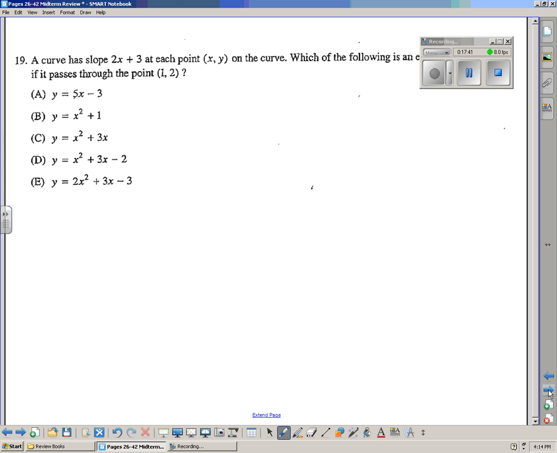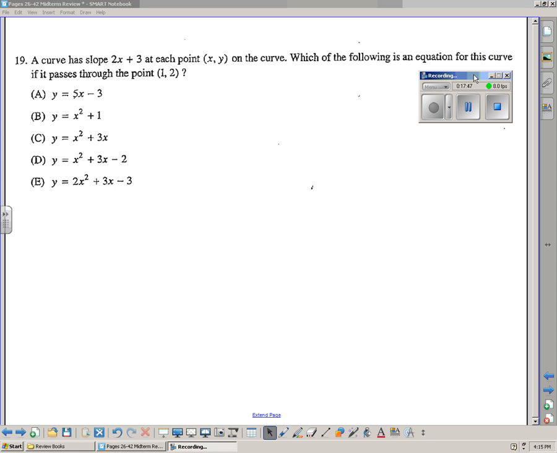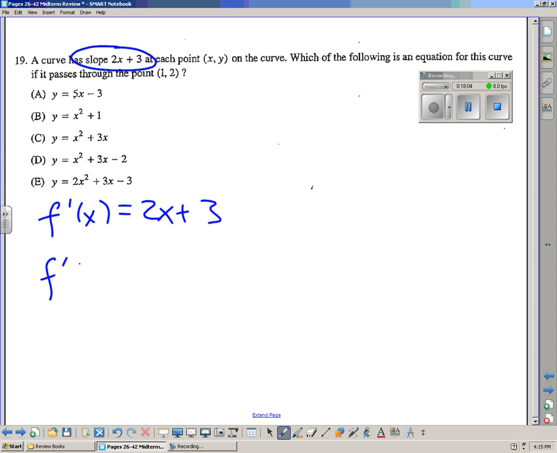Number 19, a curve has slope of 2x plus 3 at each point (x, y) on the curve. Which of the following is the equation for this curve as it passes through the point (1, 2)? This is a question that I think you would have to really make some connections to do, but it is doable. Since the slope is 2x plus 3, they're really telling us f prime of x is 2x plus 3, and they're really asking us for f of x. So let's find the antiderivative and then figure out what function this exactly is. Because if we have the derivative and we want to go backwards, we'll find the antiderivative.